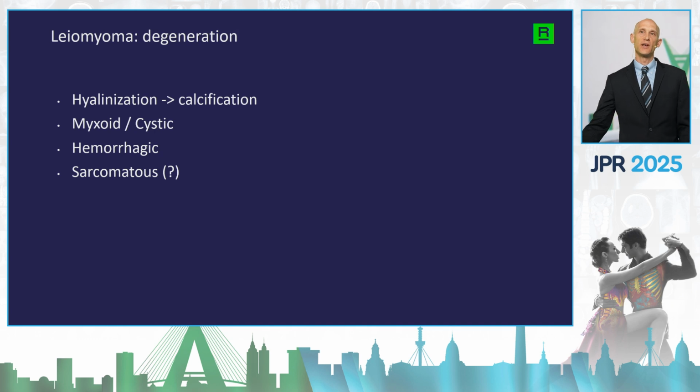Now, sometimes leiomyomas can undergo degeneration, and there's a variety of degeneration types. Okay, so you can have hyalinization, which ultimately can lead to calcification. You can have myxoid or cystic degeneration, which will result in increased T2 signal intensity. You can have hemorrhagic degeneration, which will lead to increased T1 signal intensity. And I put a question mark here by sarcomatous degeneration. The thought is that the large majority of tumors that turn out to be leiomyosarcomas actually develop de novo rather than as sarcomatous degeneration of a formerly benign leiomyoma.